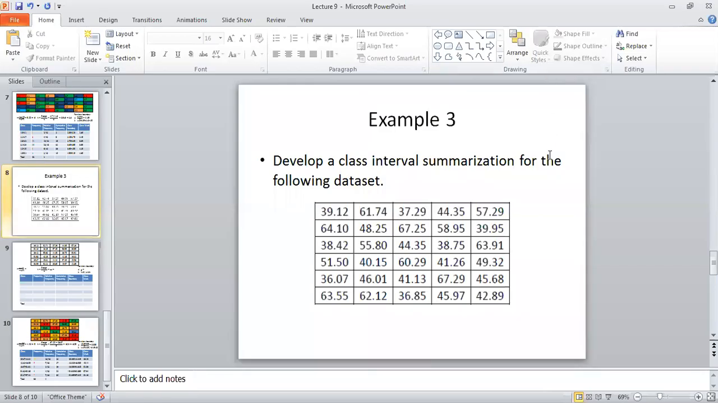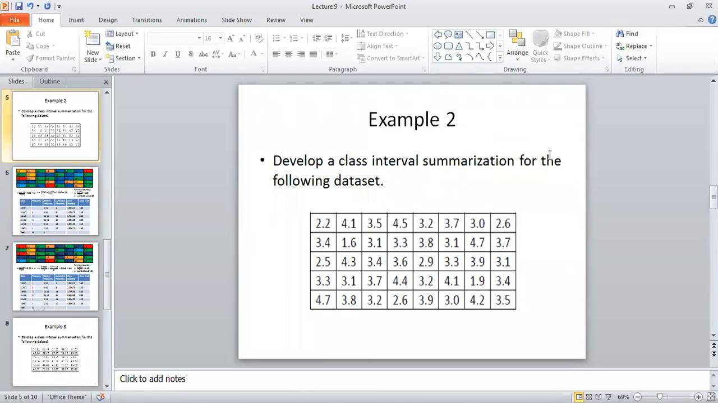Welcome students. In this lecture, we are going to discuss our example of class interval summarization, which is the third example in this series. And this is the data set that you are provided with. It is precise to two decimal places, as we can see. Compare it with the previous data sets that we had been working with.